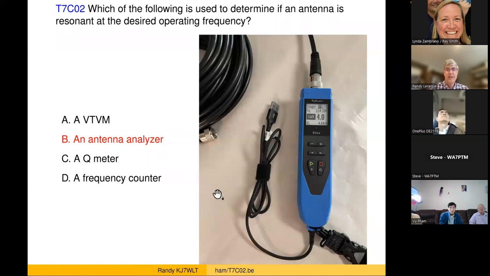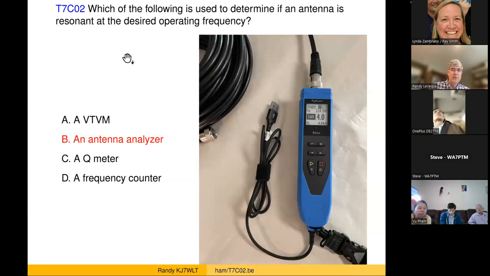This is just a picture of an antenna analyzer, for example. This is one that you can plug into an antenna, and then it shows a value of the SWR, which we'll talk more about in a moment, the standing wave ratio, which is a measure of how well the antenna is working at a particular frequency. Here it's set to some frequency, and an SWR of 4 is very large, but the other end of this cable actually isn't attached to an antenna, so that's why the SWR is so bad in this case.